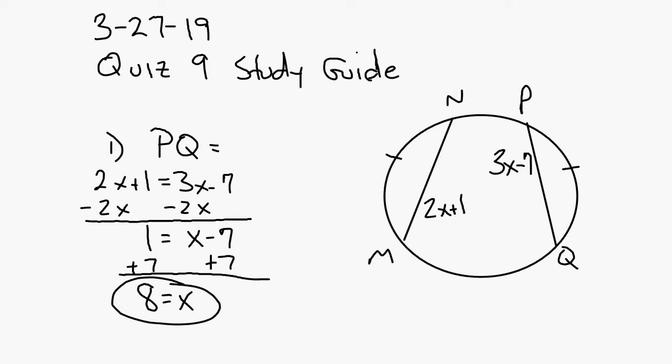So if 8 is equal to x and you need PQ, you're going to take an 8 and substitute it into this expression. So you're going to take 3 times 8 and subtract 7. And 3 times 8 is 24, and 24 minus 7 is 17. So chord PQ is equal to 17.